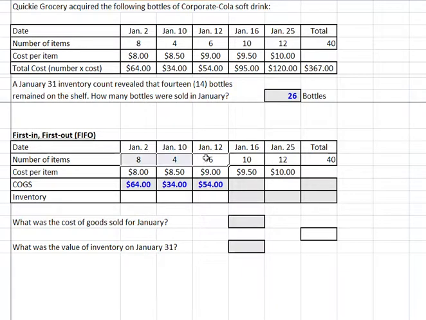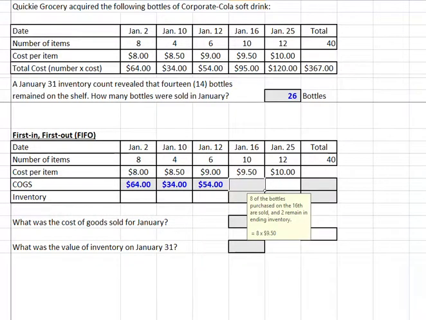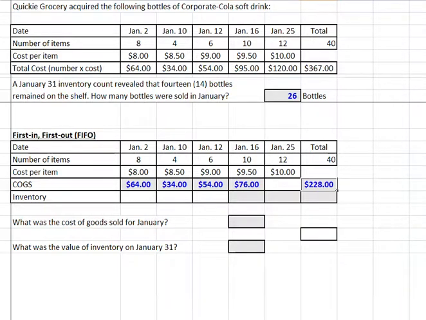And so far, we've accounted for 18 bottles. So we need to sell 8 of those that we acquired on January 16th. We acquired 10. We will have sold 8 at $9.50 a piece for $76. We add that up, and the total cost that we're going to assign to the 26 bottles we sold is $228. And of course, if our total cost was $367 and we've assigned $228 to cost of goods sold, that means that we've assigned a cost of $139, the difference, to ending inventory.